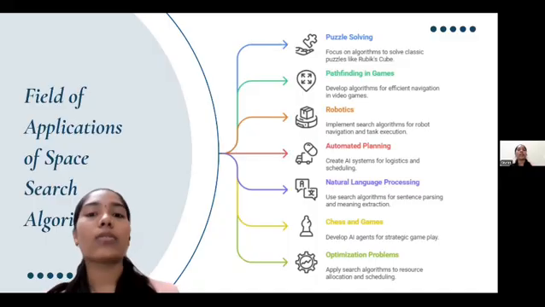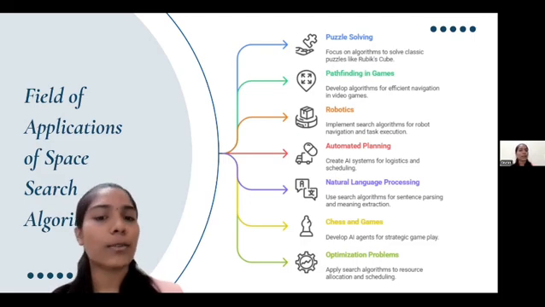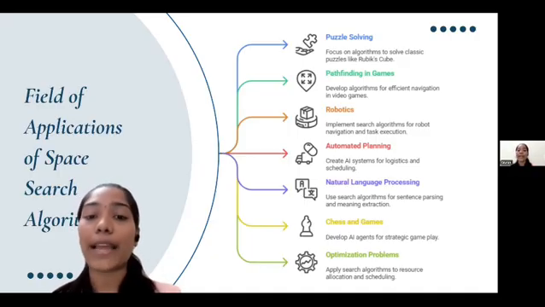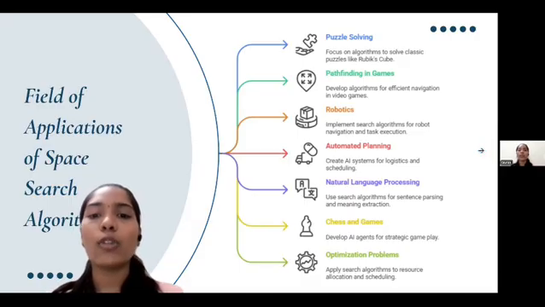These algorithms are used in many fields like robotics for movement and navigation, games to make smart moves, GPS systems to find the shortest route, scheduling for planning tasks, and even in healthcare for treatment planning and resource allocation. So we can say they are used almost everywhere AI is used.